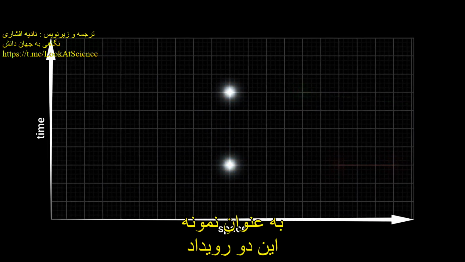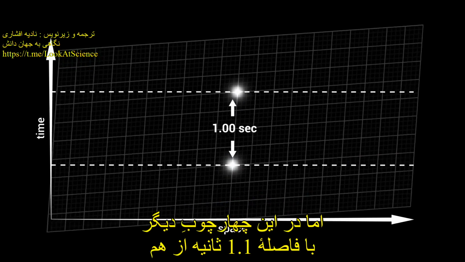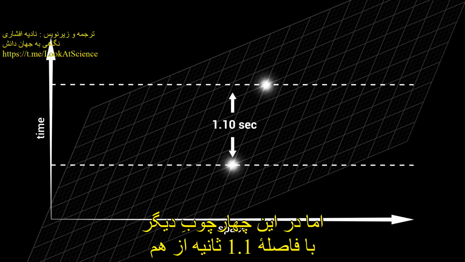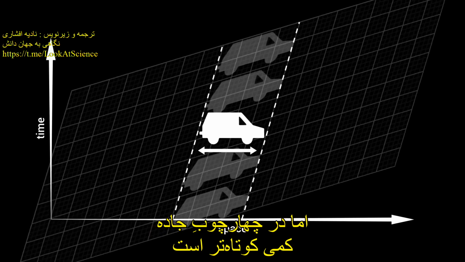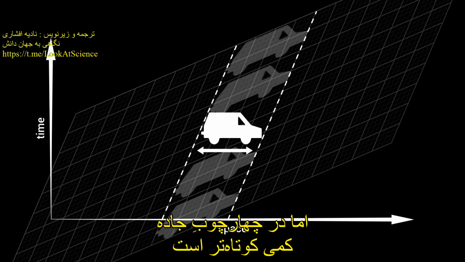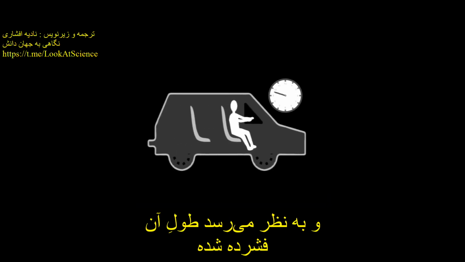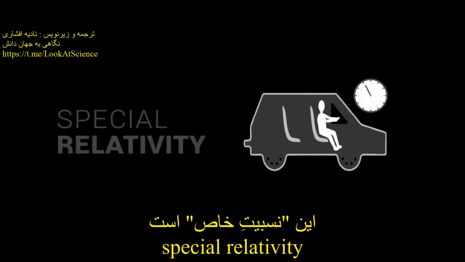These two events, for instance, occur 1 second apart in this first frame, but 1.1 seconds apart in this other frame. And the car is 4 meters long in its own frame, but slightly shorter in the frame of the road. When a body moves relative to us, its clock seems to tick in slow motion, and its length seems contracted. This is special relativity.